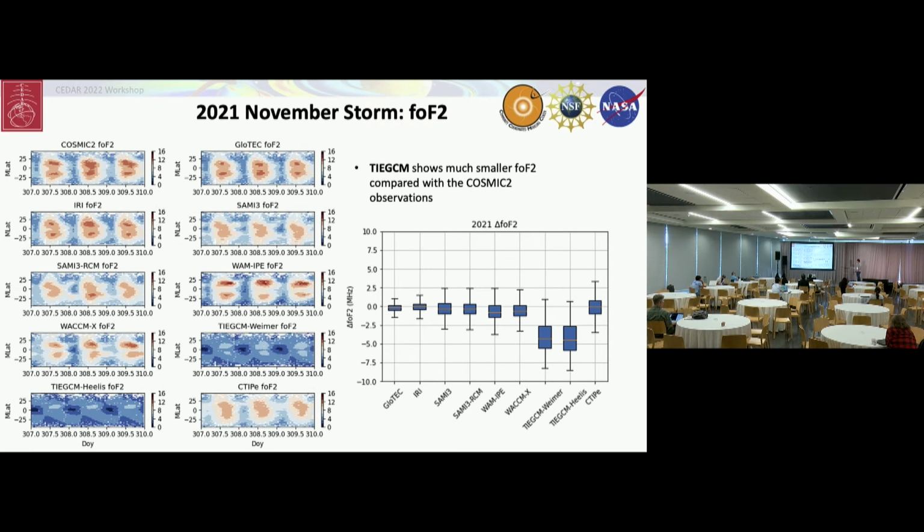And here shows the next solar minimum years. You can see the COSMIC 2 provides more dense coverage, so you can clearly see the EIA structures. You can see the second day that the FOF2 is significantly enhanced compared with the quiet time. Again, you can see that all of the models show relatively similar results, except that the TIEGCM performance is not good during the solar minimum years. Here shows the median value, and you can see that the GROTEC also shows the best performance.